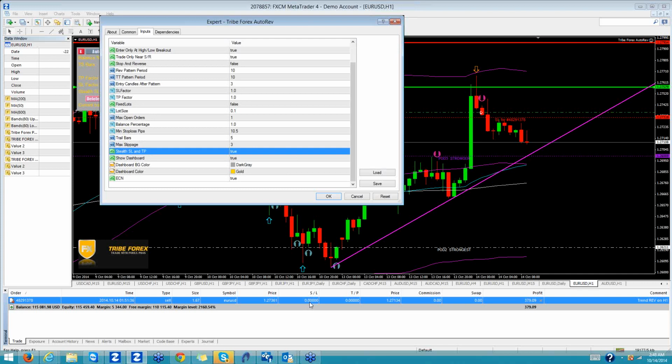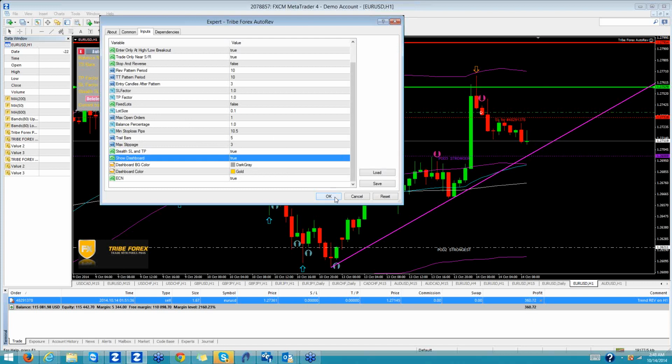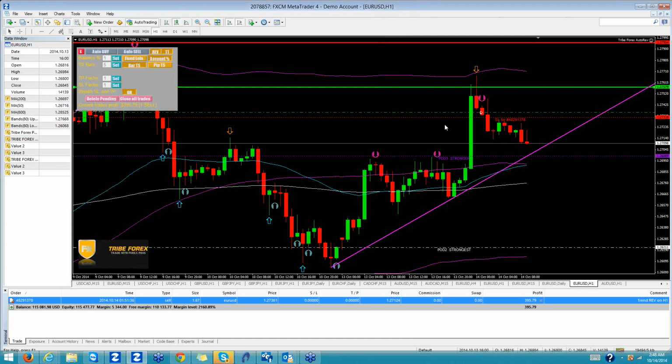Stealth stop loss and take profit: you can see there that our broker doesn't see our feed, so there's no stop loss and no take profit. Show dashboard. That's where we see all of this, the GUI, the graphic user interface. You can change the colors if you don't like my colors. And ECN broker, you leave that as true mostly. Okay, and so that's basically all of the parameters for the auto rev right now. All right, so that's that. The auto bias has very similar functionality. Obviously it doesn't have the rev and the TT, but it has the same functionality more or less.